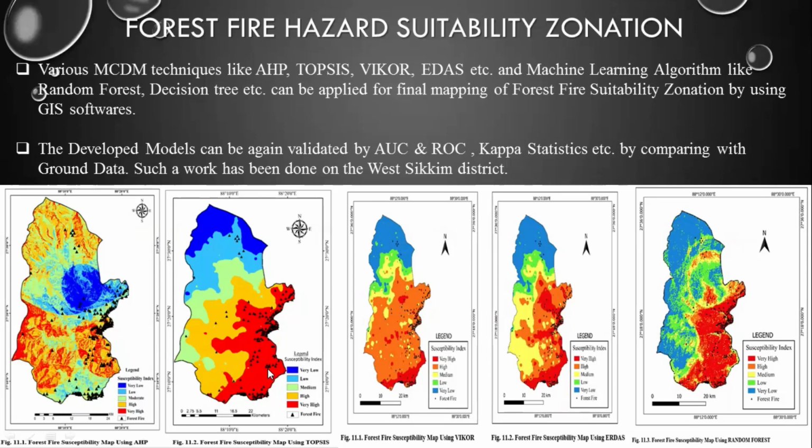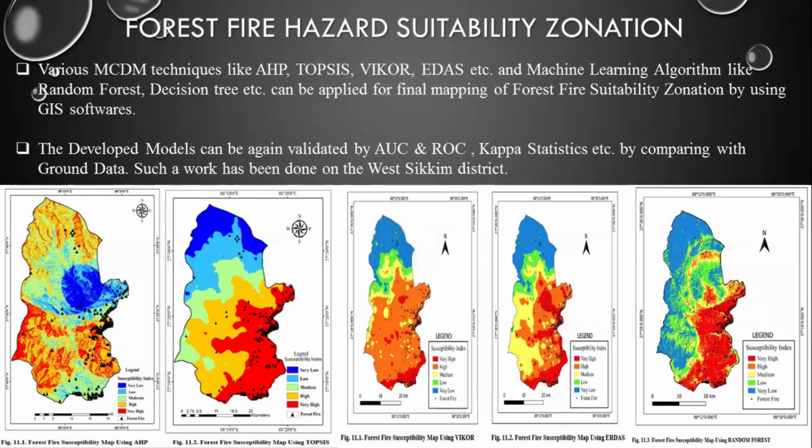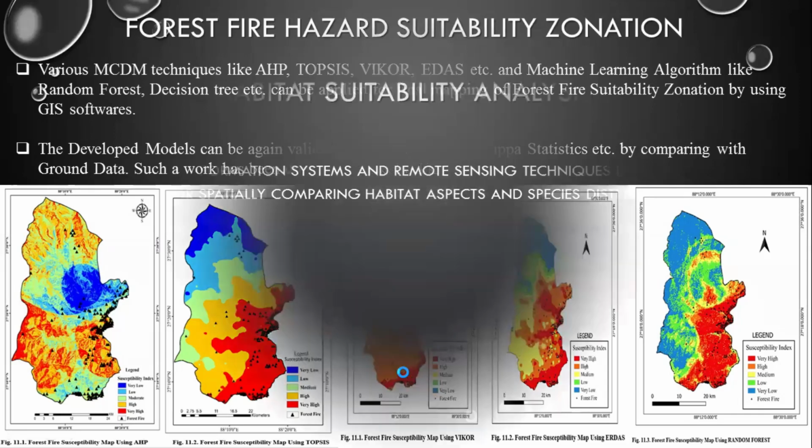Now, this also requires to be validated. This was validated by AUC and ROC. And then how was that validated? By actual forest fire locations. So you see that the actual forest fire locations are also showing in the same zone. So with that, we could come up with the forest fire hazard suitability zonation.